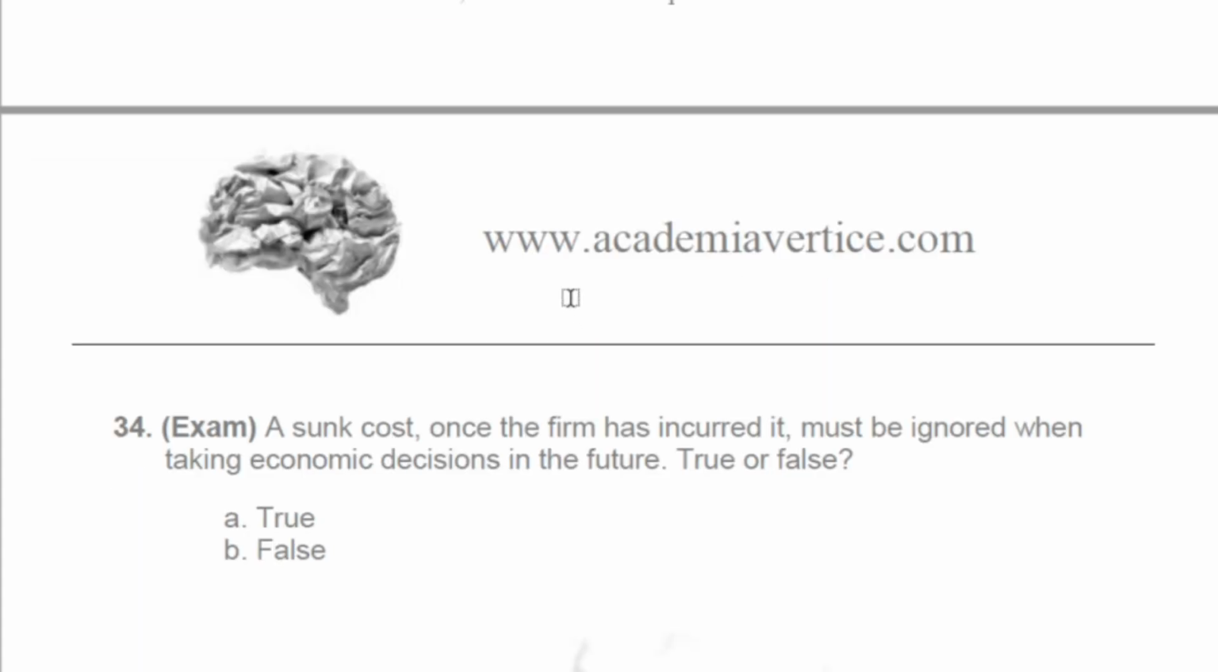Okay, another exam question. The sunk cost, once the firm has incurred it, must be ignored when taking economic decisions in the future. True or false? Well, this is true. Many times, fixed costs could be considered in some sense not useful, because when we calculate how much we should produce, we differentiate the cost function to find price equal to marginal cost, then the fixed cost disappears. So in some sense, even non-sunk fixed costs are not used for some decisions.